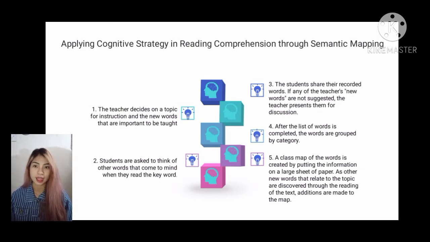The fourth is, after the list of words is complete, the words are grouped by category. The fifth, a class map of the words is created by putting the information on a large sheet of paper, as other new words that relate to the topic are discovered through the reading of the text, they are added to the map.